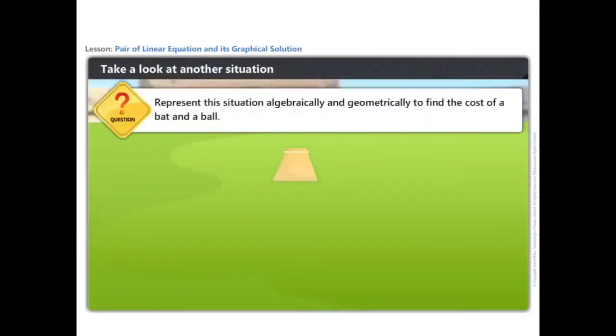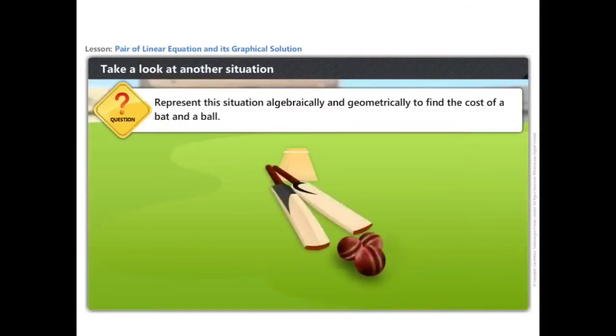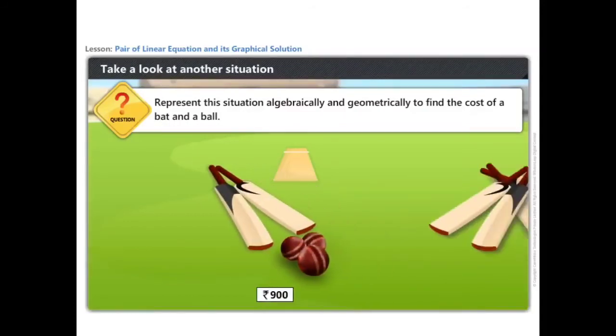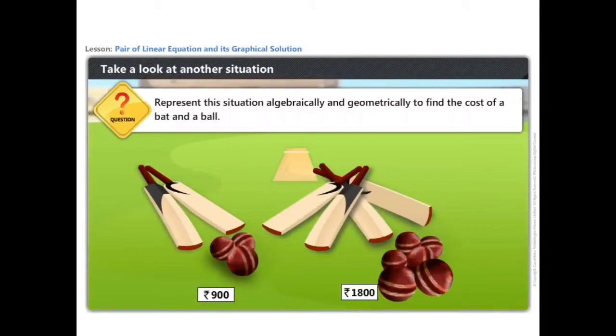A coach of a cricket team buys 2 bats and 3 balls for Rs 900. Later, he buys 4 bats and 6 more balls of the same kind for Rs 1800. Represent this situation algebraically and geometrically to find the cost of a bat and a ball.